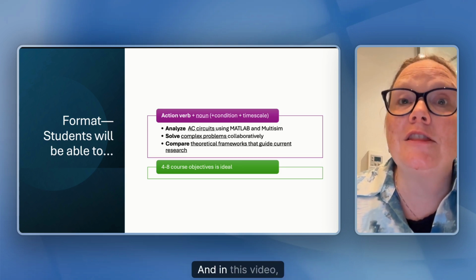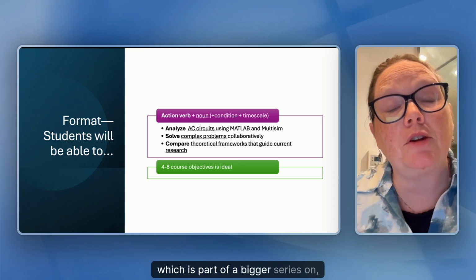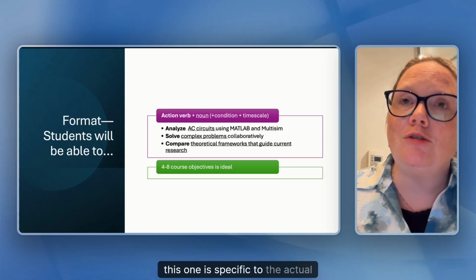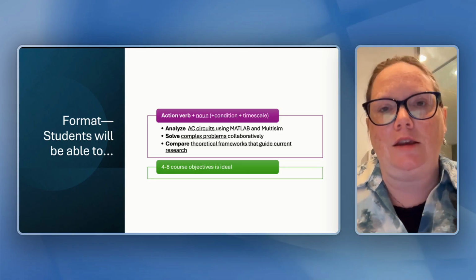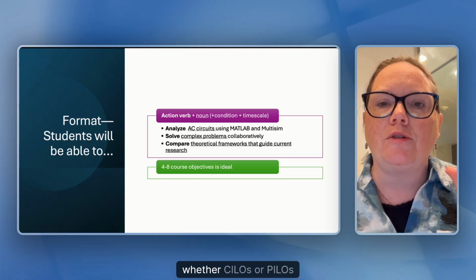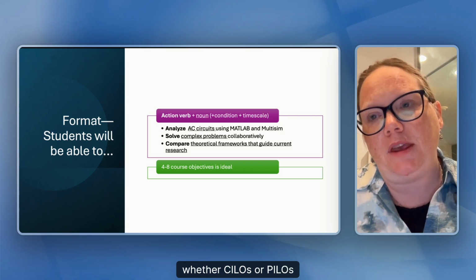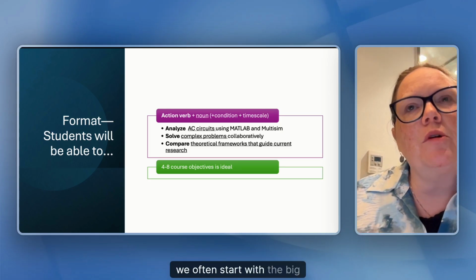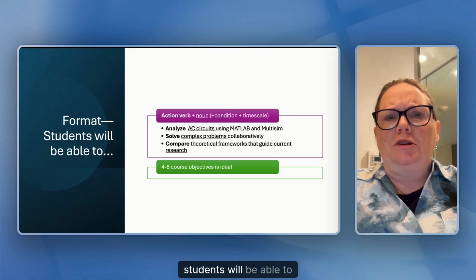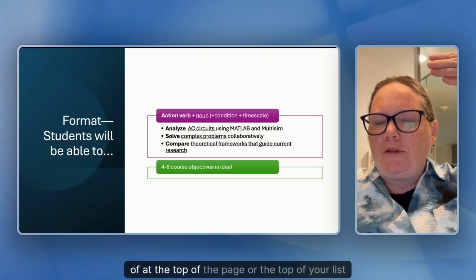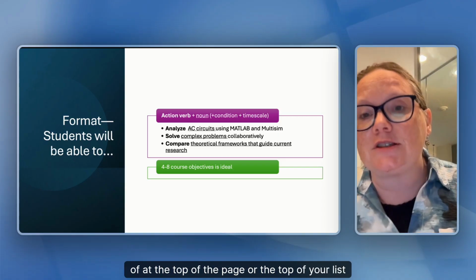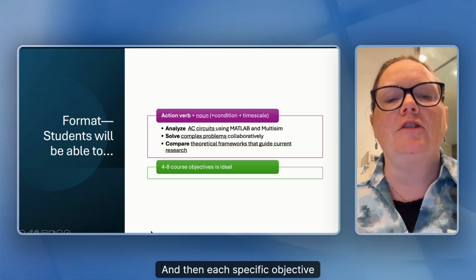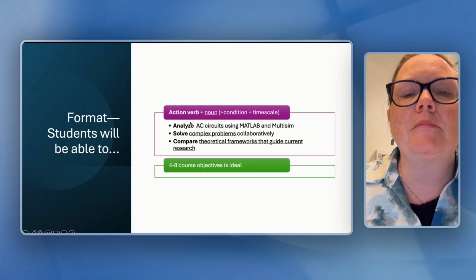In this video, which is part of a bigger series on writing course objectives, this one is specific to the actual writing of objectives, whether CILOs or PILOs. So we often start with the big "students will be able to" at the top of your list of objectives, and then each specific objective just starts with a verb.